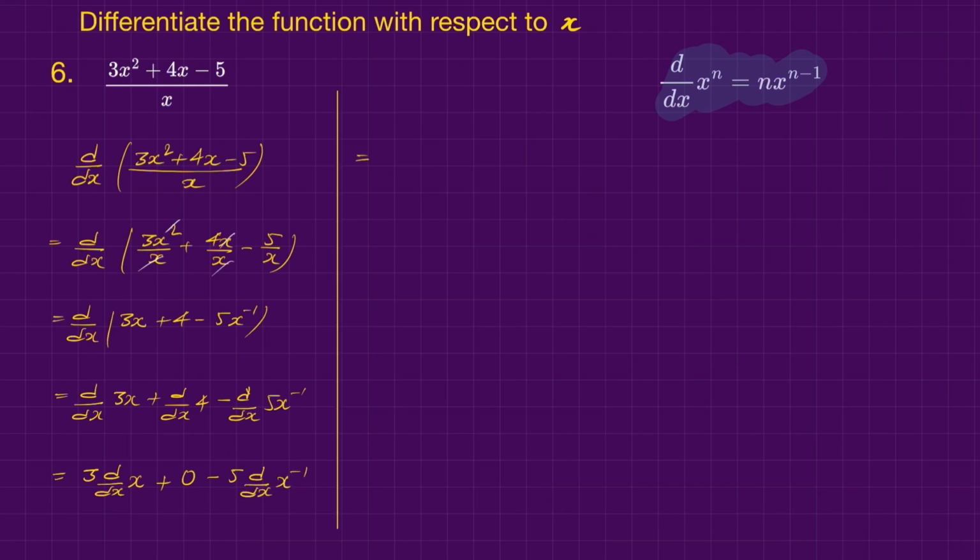It will be equal to 3 times, now since d/dx of x is 1, so it will be 1 plus 0 minus 5 d/dx of x to the power minus 1 is minus 1 x to the power minus 1 minus 1. So it will be equal to 3 times 1 is 3. And minus 5 times minus 1 is plus 5 x to the power minus 2. So you can write your answer as 3 plus 5 over x square.